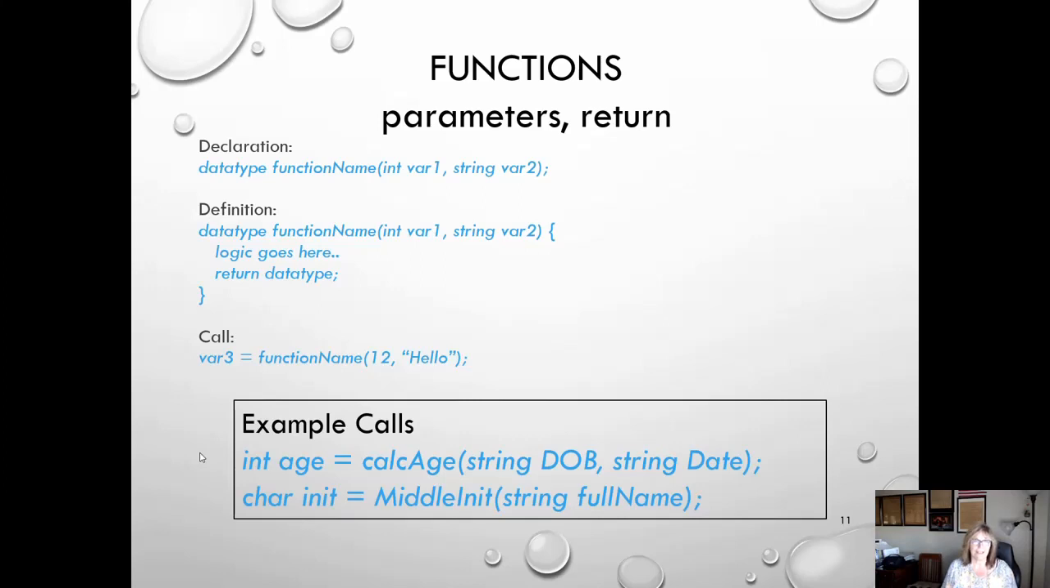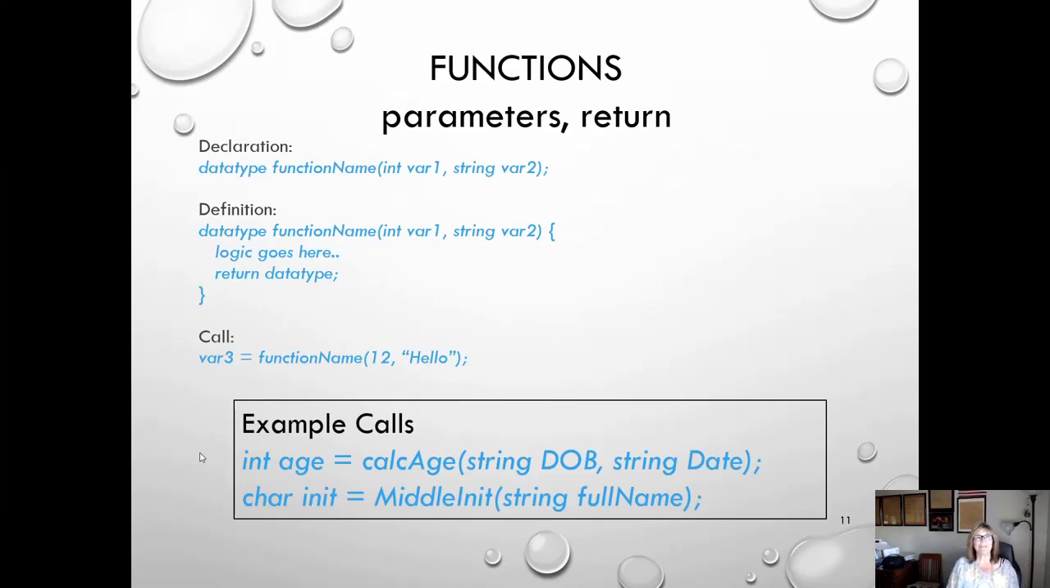We're going to calculate the age, and so I'm going to pass to it a date of birth and a date, and we're going to calculate the age in the function and return an int value, and I'm going to capture it in an int variable. The second one is we're going to pass it some kind of a name, and it's going to return a char that I'm going to put in initial or init.